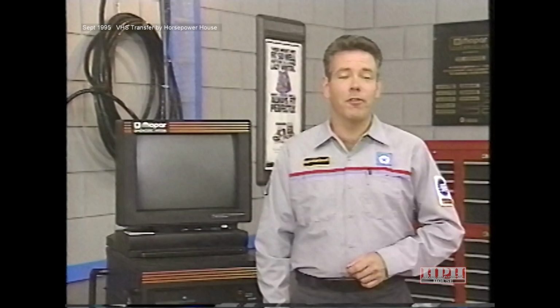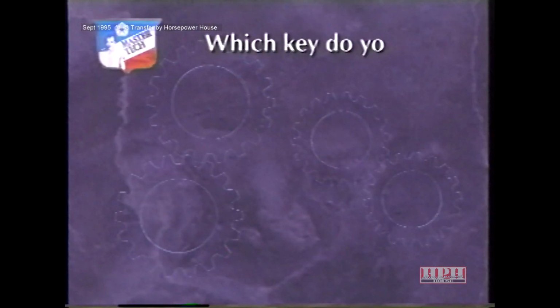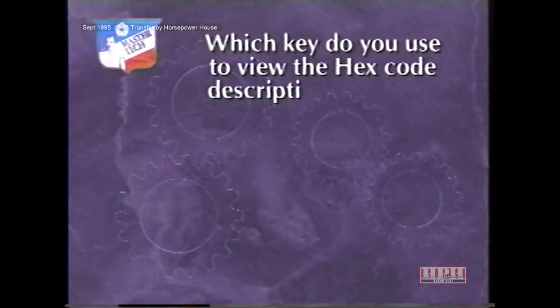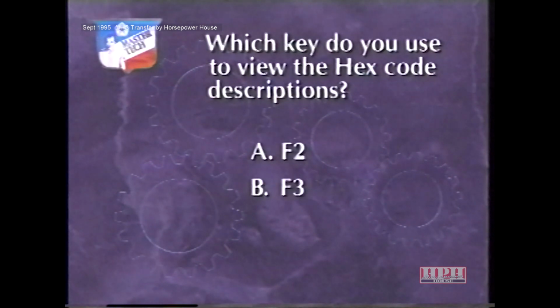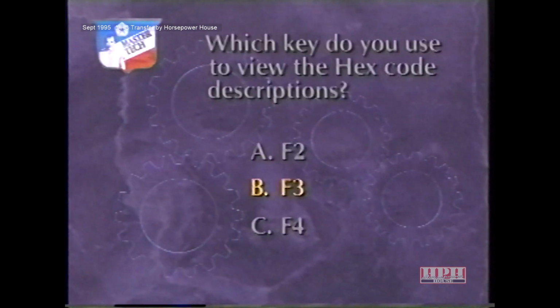Now try answering this review question. Which key do you use to view the hex code descriptions? A, F2, B, F3, or C, F4? The correct answer is B. Use the F3 key to view the hex code descriptions.